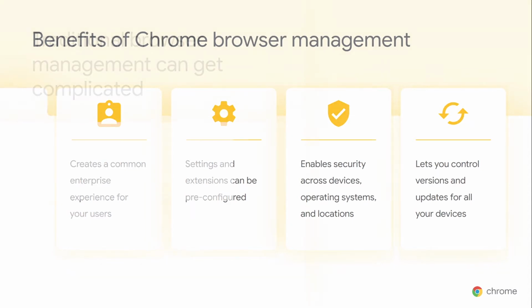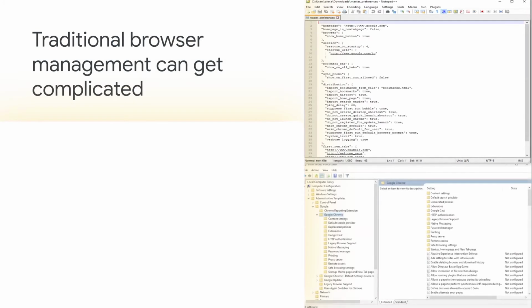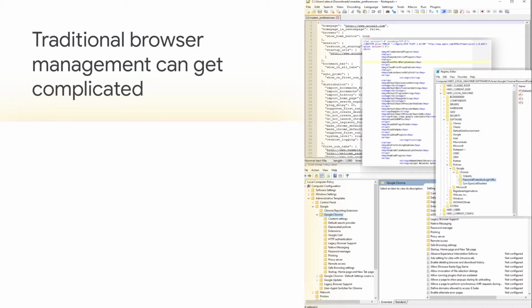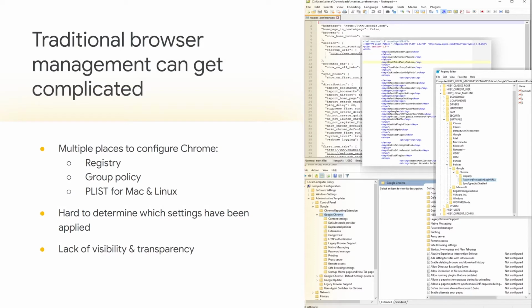Clearly, it's important to manage your browser deployments, especially with the rise of distributed workforces and all the complications that can create. Unfortunately, traditional browser management can often make things more complicated, not less. In traditional browser management, Chrome configurations can take place in many different locations, including registry, group policy, and plist for Mac and Linux. It can be hard to know which settings have been applied and where. The ideal browser management solution should make administrators' lives easier and not more complicated.